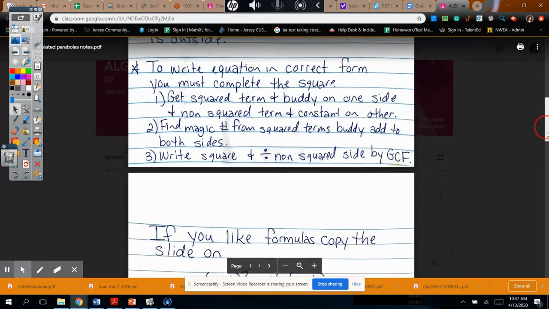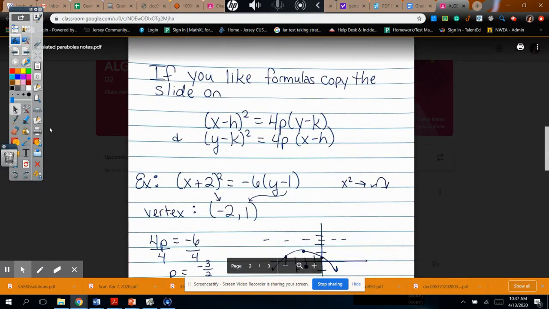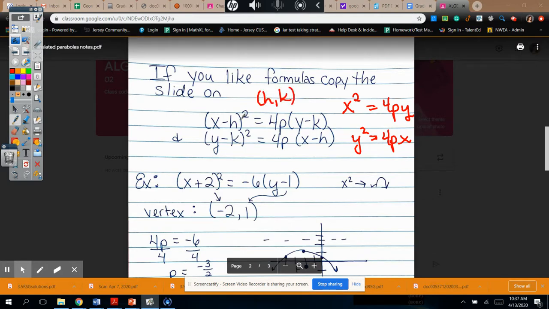Now, these notes I'm going to show you now, this is what the formulas look like. So if you remember the ones we did yesterday, or I guess last week, x squared is 4py, and y squared is 4px. So this time there's parentheses and there's parentheses, but the 4p is still there. So then again, the vertex is always going to be (h, k). And like I said, the h is coming from the x spot in both of those. Okay?